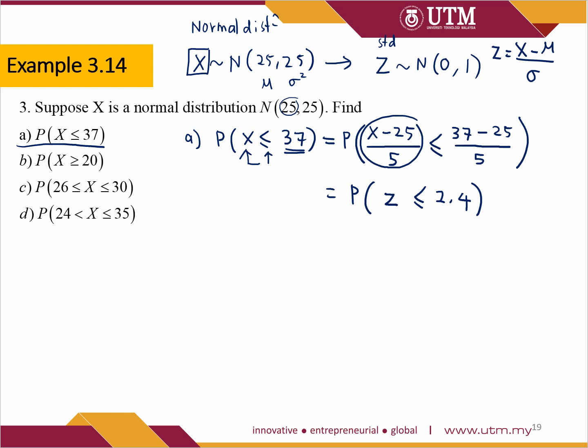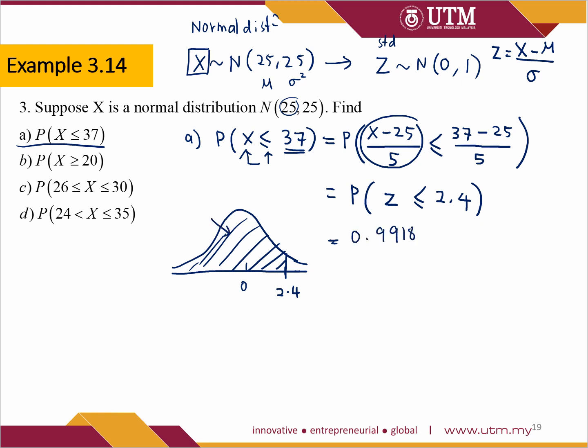Now we can use the standard normal table, given that Z is less than or equal to 2.4. So our 2.4 is on the right, and we have to find the area here. This will be the value from the table, which equals 0.9918. So this is the area, meaning that the probability of X less than or equal to 7 would be equal to 0.9918.